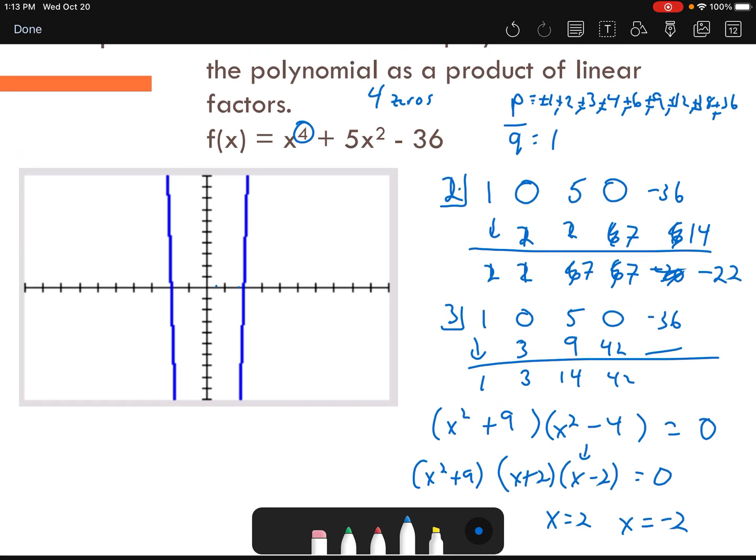So why didn't 2 work? What did we do wrong here? Bring down 1. 1 times 2 is 2. 2 times 2 is 4. Oh, there's our problem. That's 9. That's 18. It was 2.